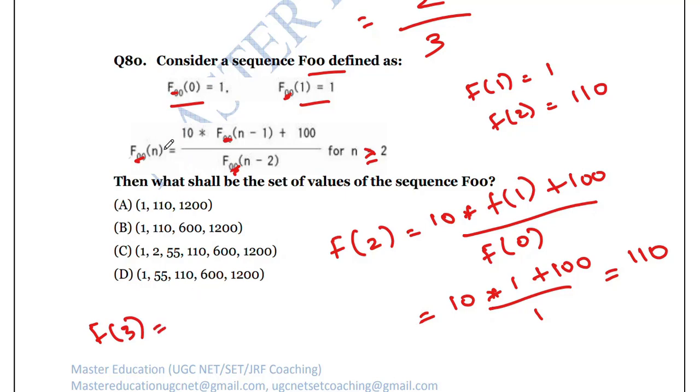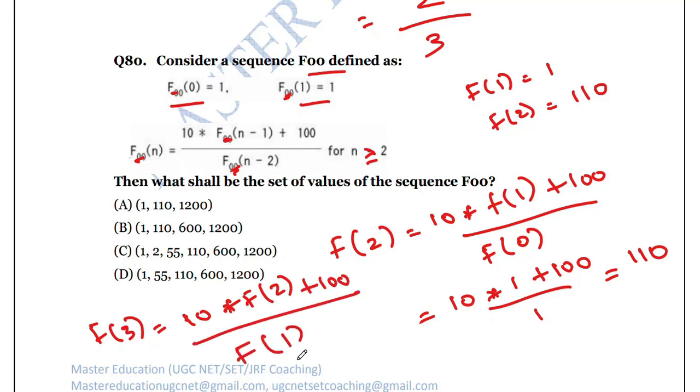F of 3 equal to, apply in this f of n equation. So you will get 10 into f of n minus 1, that is 3 minus 1, that is f of 2, plus 100 divided by f of 3 minus 2, that is f of 1. So what is f of 2? We calculated here 110, right? So 10 into 110 plus 100.